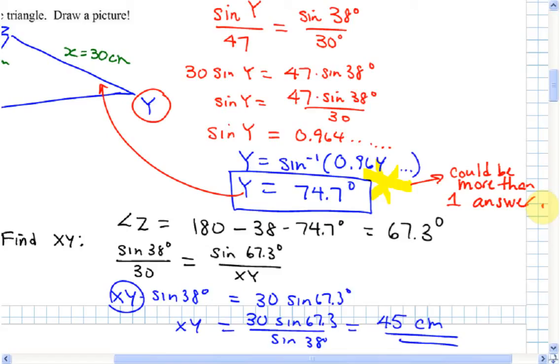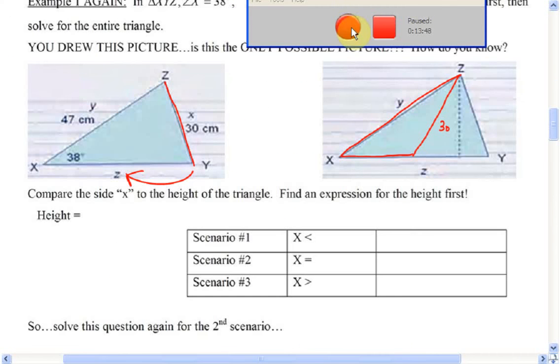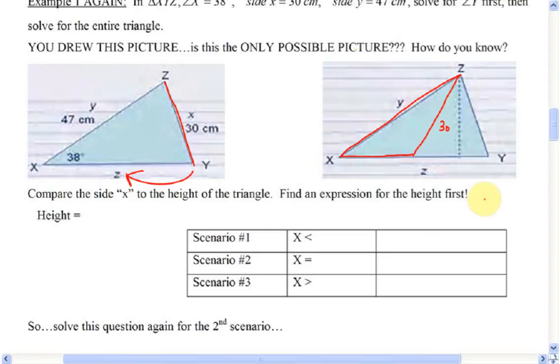Now, I'm going to try to show you something on the video to hopefully show you why this is the case. So I'm just going to quickly pause right now. Okay, so let's compare side x to the height of the triangle. Let's focus on this piece here. That's the height of the triangle. So label that for me, please. Height.